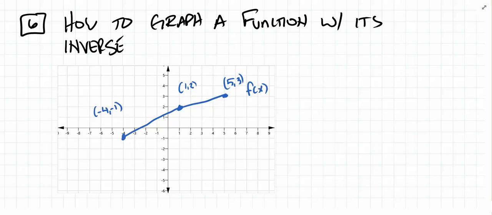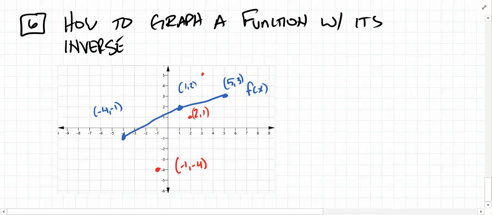Well, how are we going to do that? We're just going to very simply switch the x and the y values, right? So instead of -4, -1, what would I have? 4, 1. No. I would have -1, -4. Okay? Instead of 1, 2, what would I have? I'd have 2, 1. And instead of 5, 3, what do I have? 3, 5. So I'd use the straight edge and graph that. So notice that the inverse is also a function, right?